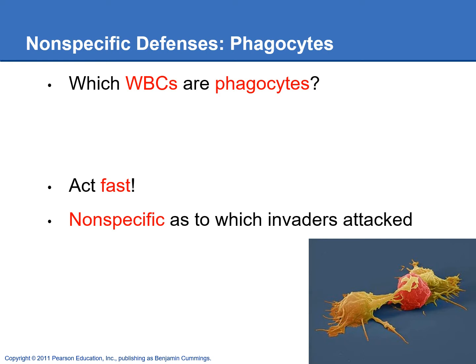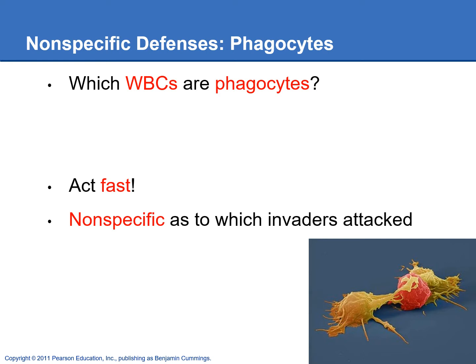But if something did get in past the skin and mucous membranes, we've got our second line of defense, the rest of our non-specific defenses. So that's what we're going to look at now. Some of the white blood cells are phagocytes, and they are non-specific. They eat everything and they will act very quickly.